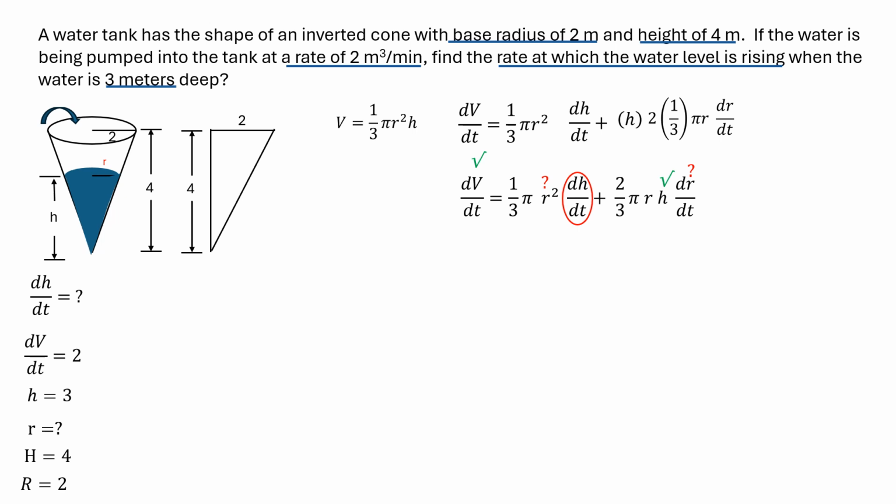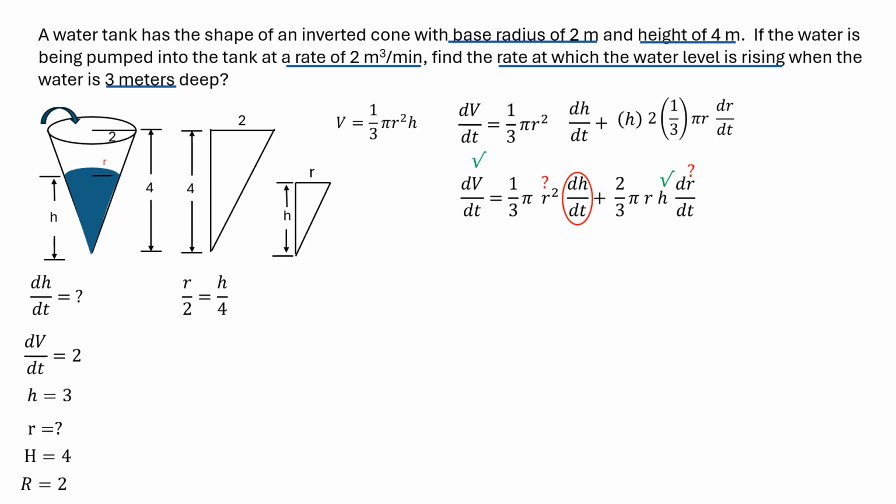In the same way, if we look at the triangle formed by the water, the base, or rather the radius of this triangle, is r, and the height of this is h. These two triangles are similar, and therefore their sides are proportional. As you can see, R corresponds to 2 and H corresponds to 4. So we can write R over 2 equals H over 4.